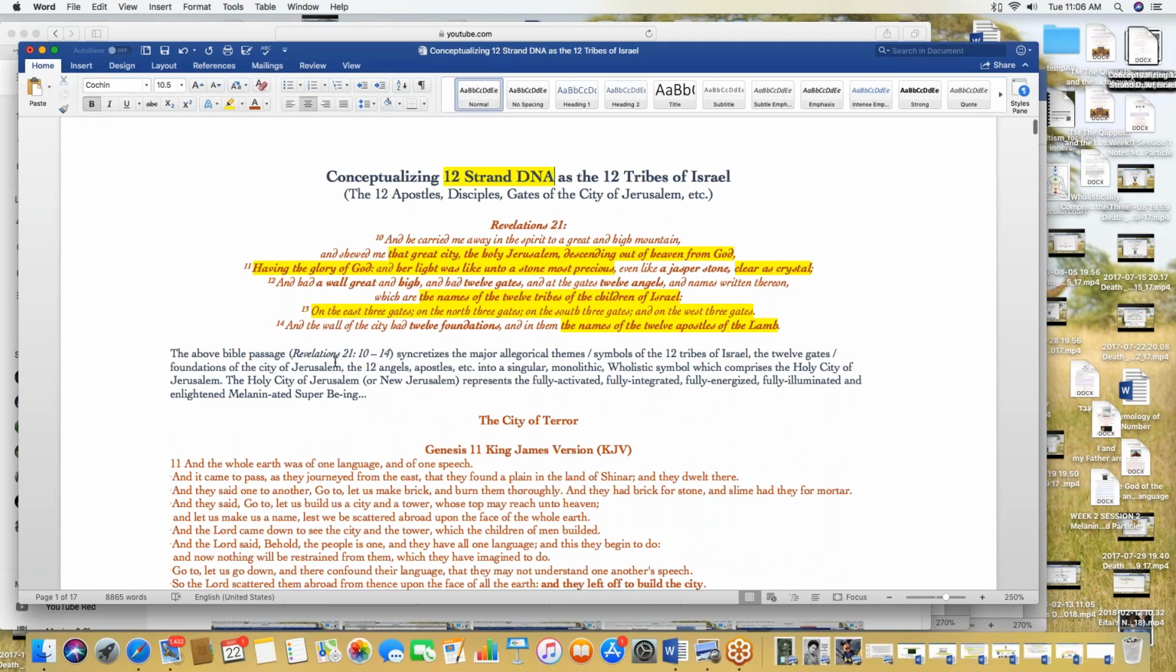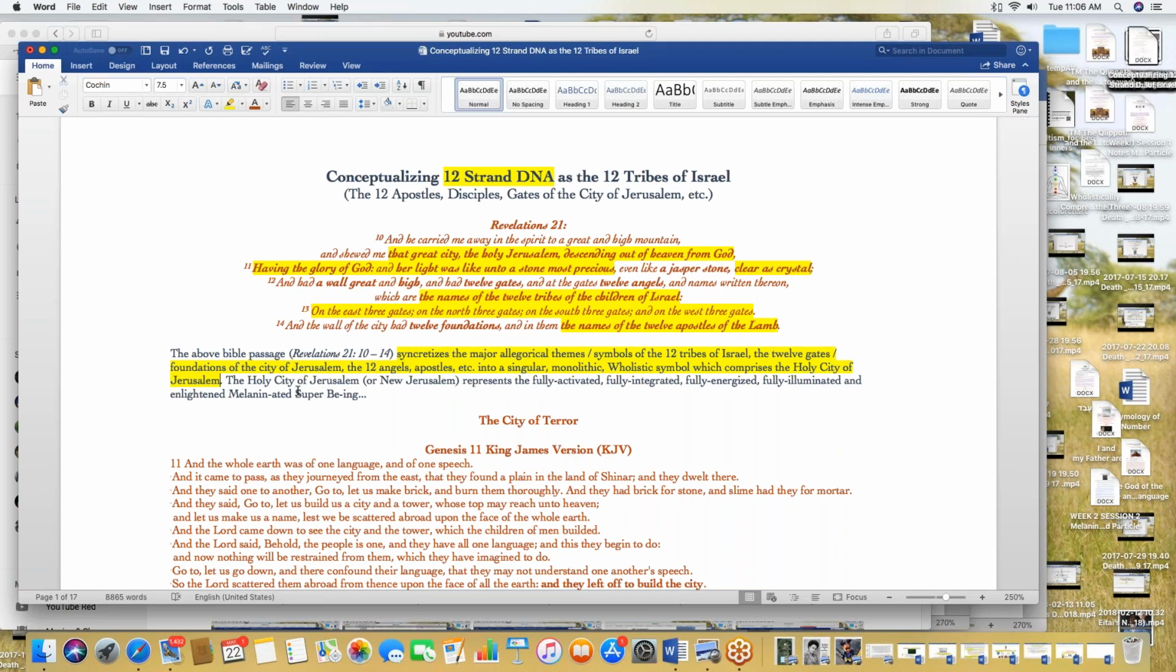The above Bible passage, Revelations 21, 10 to 14, syncretizes the major allegorical themes or symbols of the 12 tribes of Israel, the 12 gates, 12 foundations of the city of Jerusalem, the 12 angels, 12 apostles, etc., into a singular, monolithic, holistic symbol which comprises the holy city of Jerusalem.